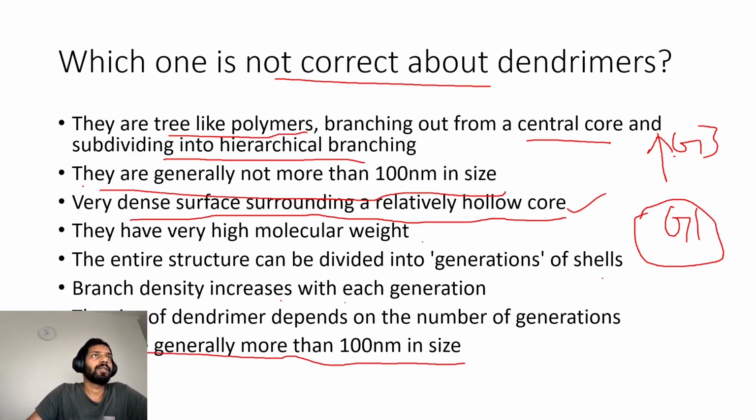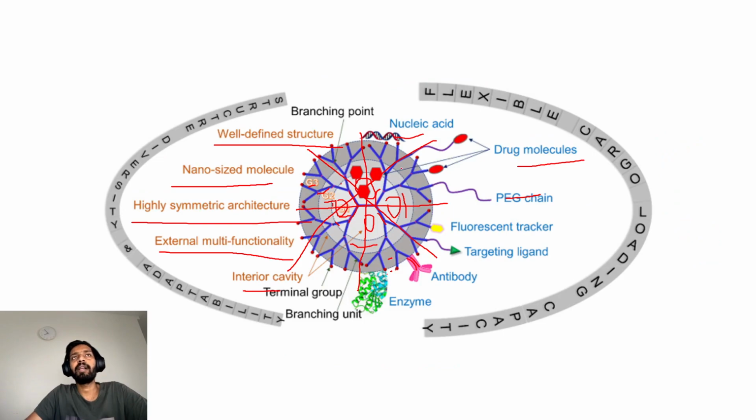Now, is it that dendrimers are generally not more than 100 nanometers in size, or generally more than 100 nanometers? Usually dendrimers are built in such a way that they are generally greater than 100 nanometers in size, especially if you want this external multifunctionality. They need a very large surface area, because you are most probably not encapsulating your drug, you are attaching your drug at the periphery.